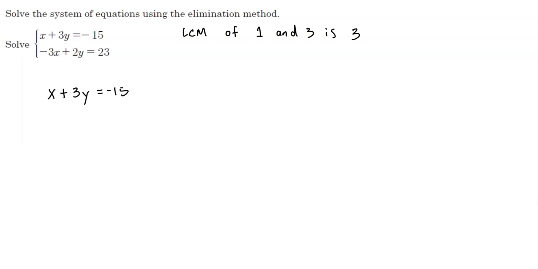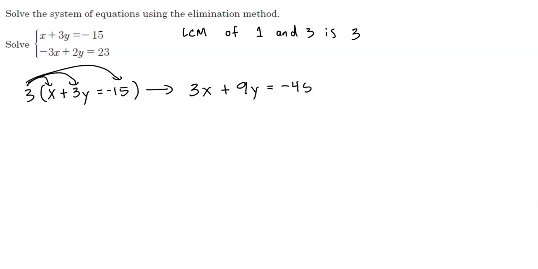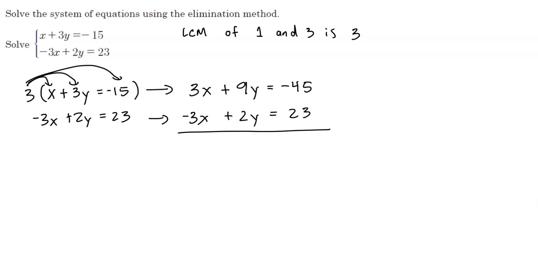equals negative 15, I would need to multiply the entire equation by 3. So distribute 3 times x, 3 times 3y, and 3 times negative 15, and we end up with 3x plus 9y is equal to negative 45. With my second equation, negative 3x plus 2y equals 23. Now, I don't really have to multiply it by anything because I already have my negative 3x. So I'll just write it underneath so that I could do the elimination method.